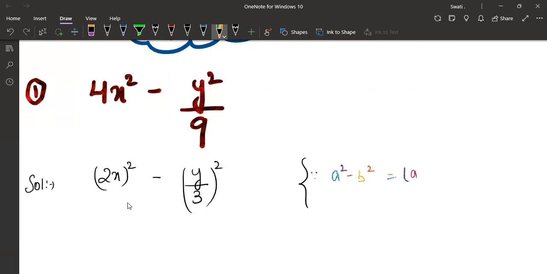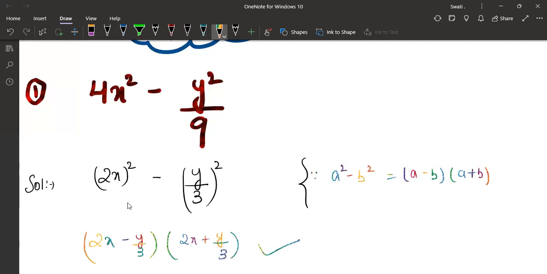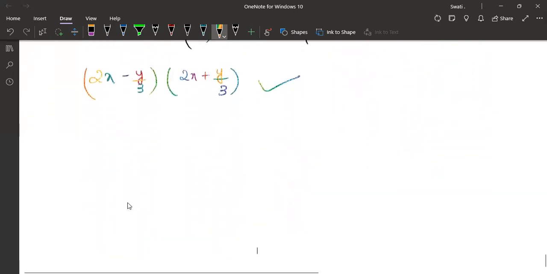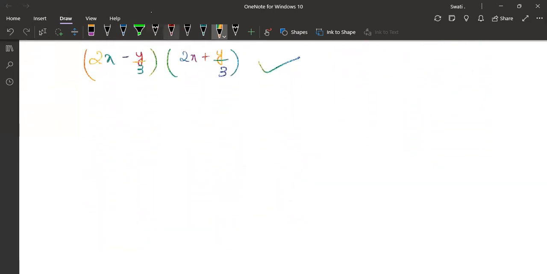This is a symbol for since. Since a square minus b square is a minus b into a plus b, using this formula, we can write down this as 2x minus y by 3 and then into 2x plus y by 3. Do you know that we have an answer and we can end it here only. So how simple it was, right? We have done our first question.